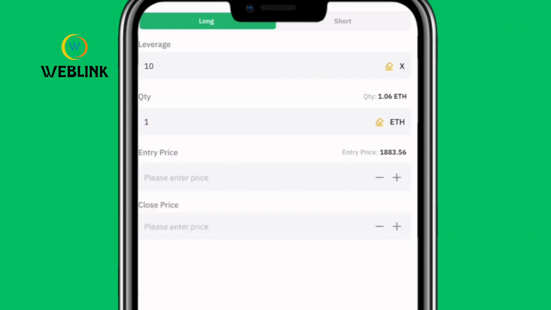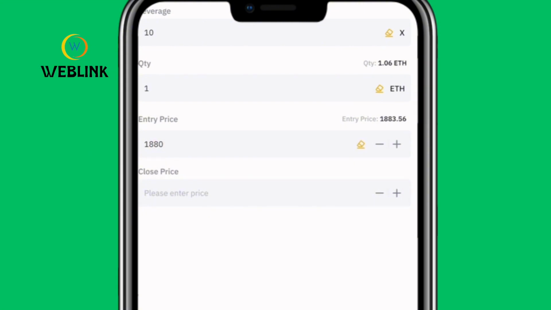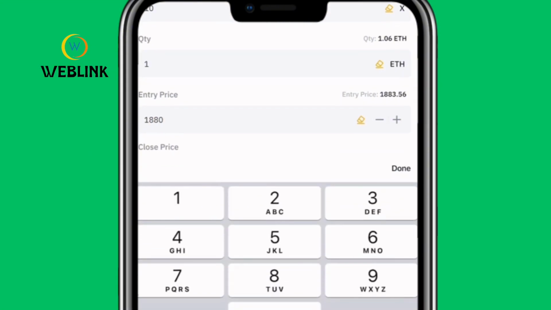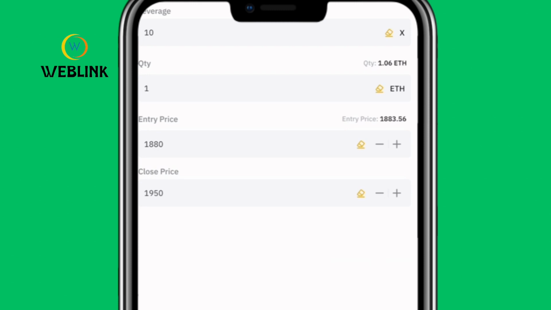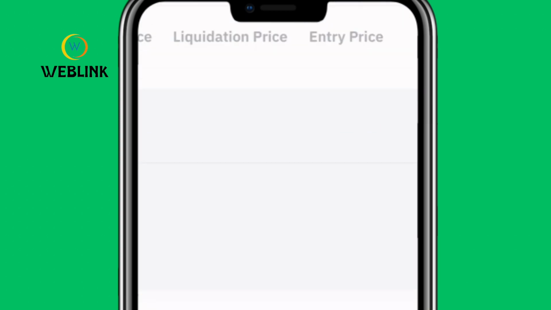And then the entry price, so let's say I want to enter the trade at 1,880. Let's pick that. And then I want to exit the trade at, let's say, 1,950. Now, once you tap on calculate, it will show you the amount of profit you'll be making for this trade. So if I tap on calculate right here, at the top of the screen, you'll see your initial margin, which is 188 USDT. The initial margin means the amount you will be dropping from your own wallet. That's the meaning. And the P&L is 70 USDT, and you'll be making 37% ROI.